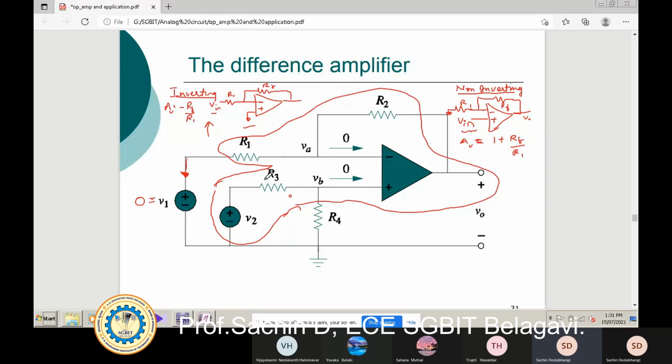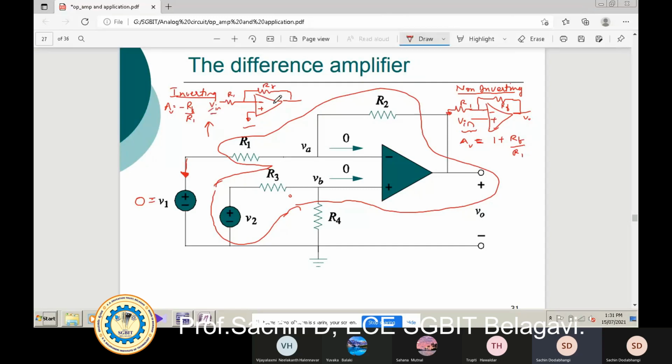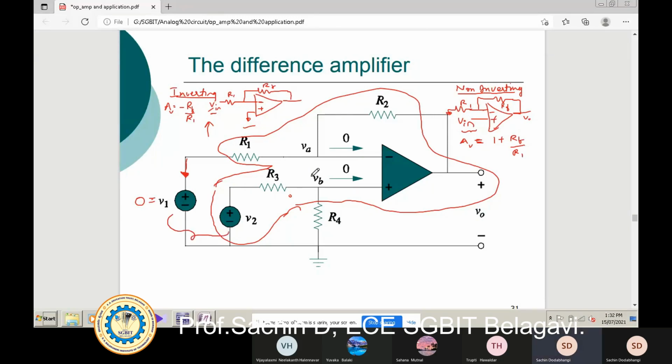But in an inverting amplifier, how many inputs can you find? Only one input, and that input is applied to the inverting terminal. Same for the non-inverting amplifier, we are applying only one input, that is applied to the non-inverting terminal plus. Whereas in the difference amplifier, we are taking two input voltages, V1 as well as V2. So in the difference amplifier, we are taking the difference of the input voltages, that is V2 minus V1.